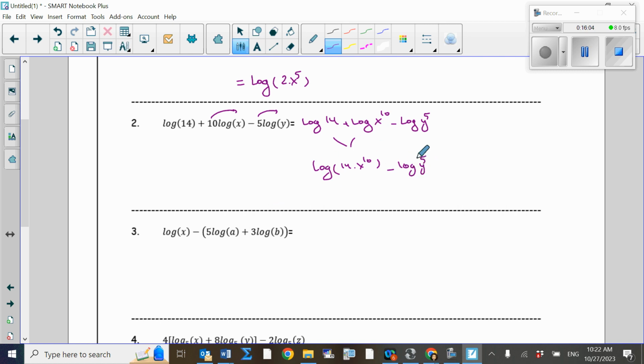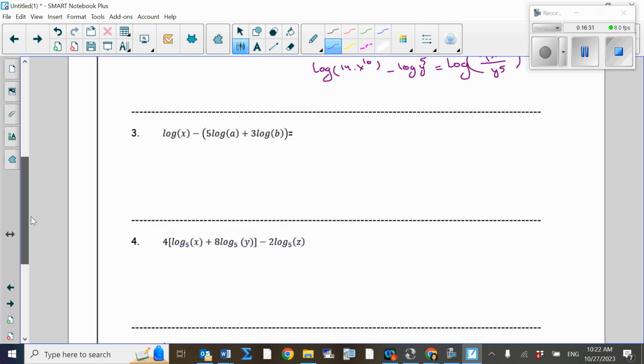Now I have two logs subtracted, so I can write this as log of 14 x to the power of 10 over y to the power of 5. So we use the quotient rule here. Now we have only one log.